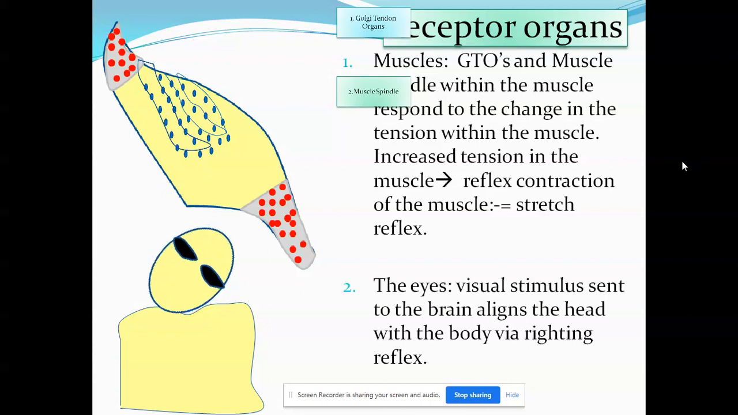But when you're tilting your neck to the side, through the eyes, the stimulus of the object, the orientation of the object, is sent to the brain, where the brain recognizes that head and neck is not aligned in a straight line with the body. Hence, it tells the head and neck to align itself back to the body. That is nothing but your righting reflex.